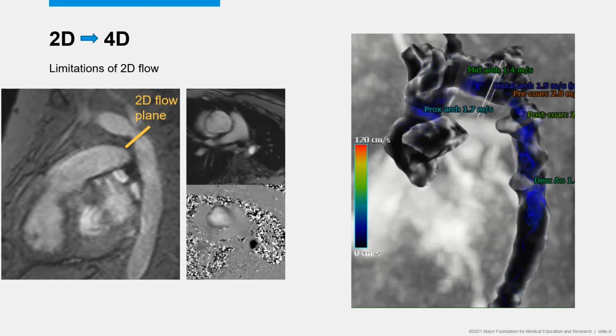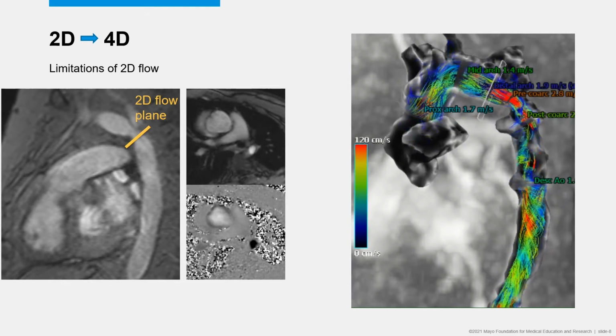This is a case of aortic coarctation. The image on the left is a maximum intensity projection image from an MRA showing the coarctation in the proximal descending aorta and the 2D flow plane prescribed. In the middle are the corresponding magnitude and velocity images at that level. And you might be able to appreciate that if that plane isn't placed correctly or placed in an area where there is turbulent flow, the measurements may be inaccurate and a lot of important data might be missed.